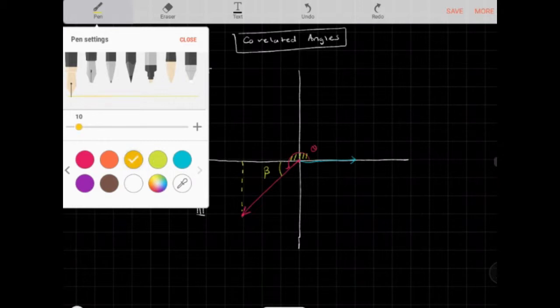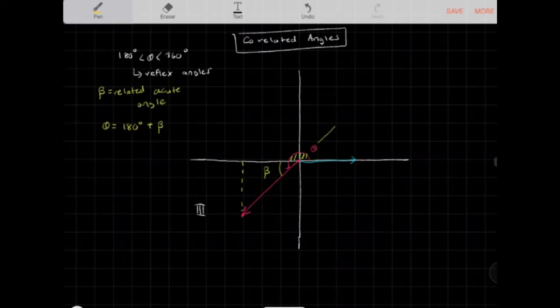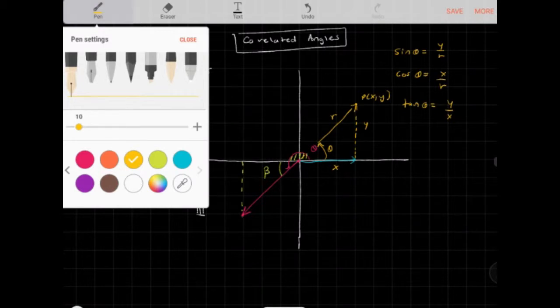And recall that in the first quadrant, if we had a terminal arm located there, I'm just using a different color so we don't get confused, we stated that this point here is (x, y). This was the radius, this is the x coordinate, this is the y coordinate. And the ratios are as follows: if this is theta, sine theta was equal to y over r, cosine theta is equal to x over r, and tan theta was equal to y over x. All of these were positive. So if theta was in the first quadrant, if it was an acute angle, these would be the ratios.